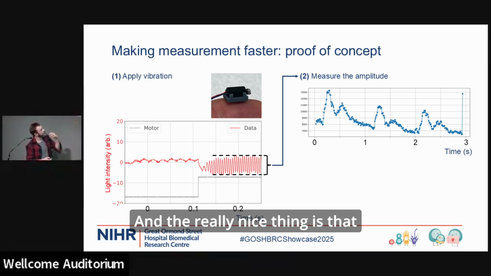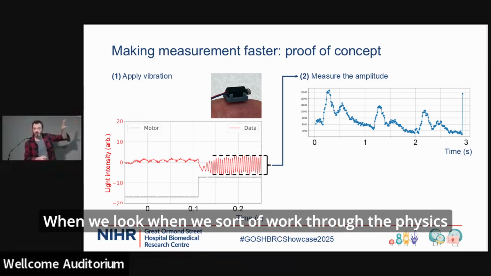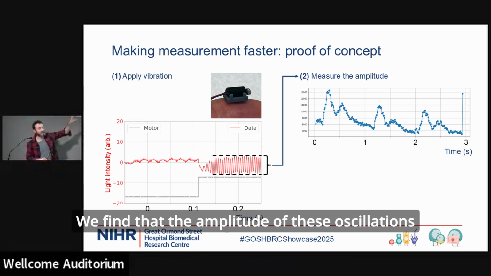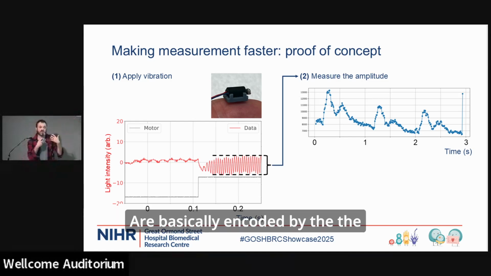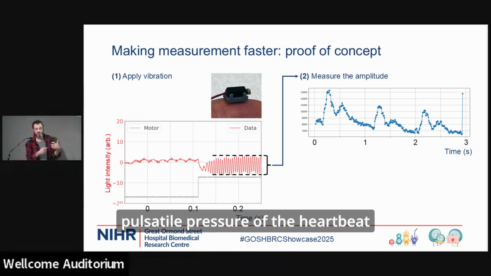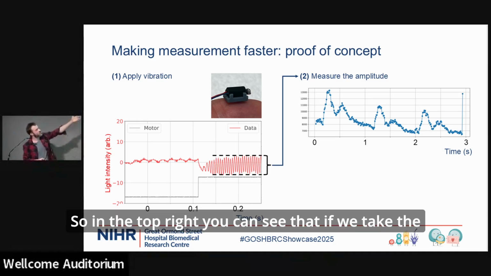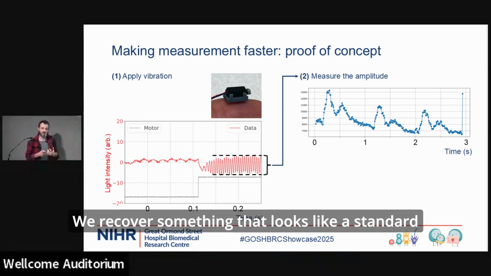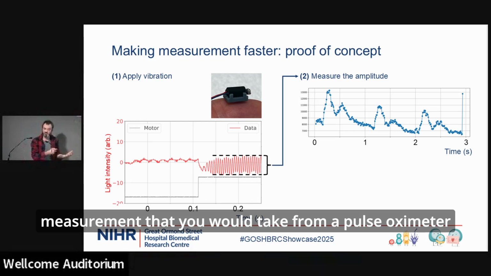The really nice thing is that when we work through the physics of what happens in this system, we find that the amplitude of these oscillations is basically encoded by the pulsatile pressure of the heartbeat. So in the top right, you can see that if we take the amplitude of these signals over time, we recover something that looks like a standard measurement that you would take from a pulse oximeter.